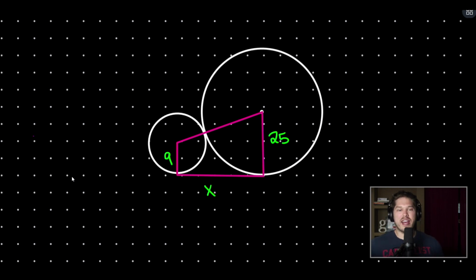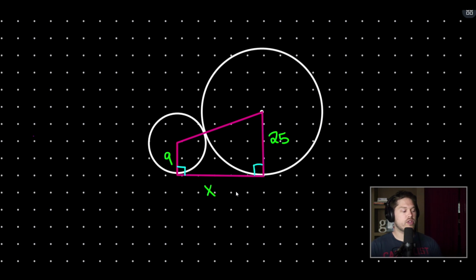We are looking to solve for x. As always, feel free to pause the video and solve on your own. But we're just going to dive right into it. We're looking to solve for x. So what do we have here? We have two circles that are touching, and we have some tangent line. So we know that these are right angles.